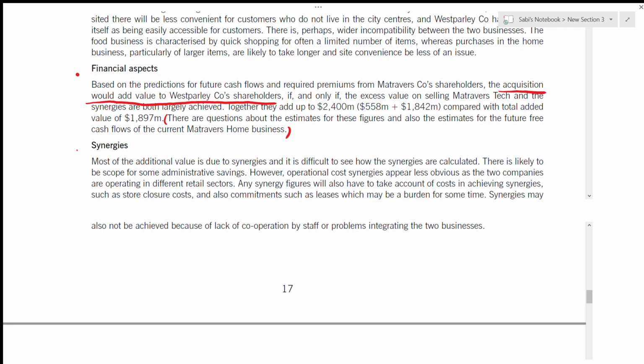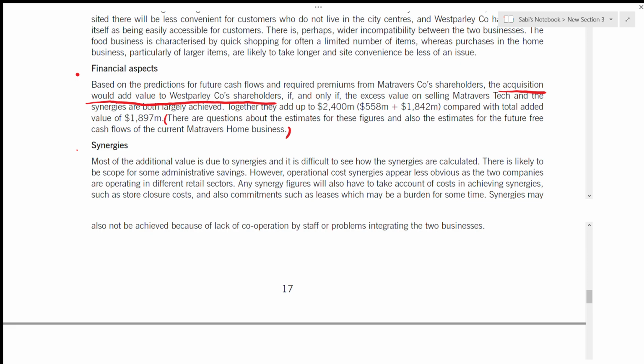We need to check more. This needs to be analyzed more. Sensitivity analysis needs to be carried out to check the variation in the estimates. Such sentences have to be there in your report. Then only you can get good marks. Don't just accept everything as 100% accurate.